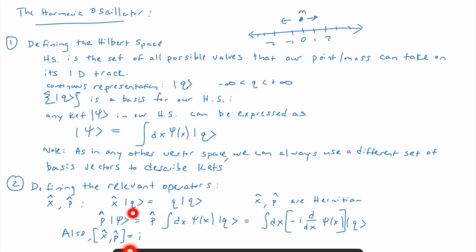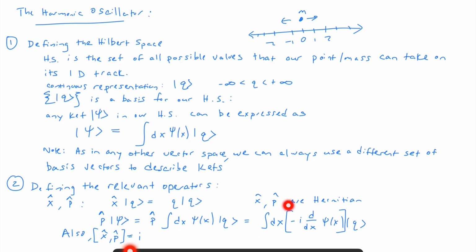We can define them as the action on the basis vectors, and from there we can extrapolate their action on any vector using linearity. So the x operator on the q basis vector just gives you back the same thing, by definition, multiplied by the actual position eigenvalue q. The p operator acting on any given ket psi in our Hilbert space gives you this right over here. If you express this ket as this integral sum, basically over various position basis vectors, all you have to do is take the derivative of the wave function part.